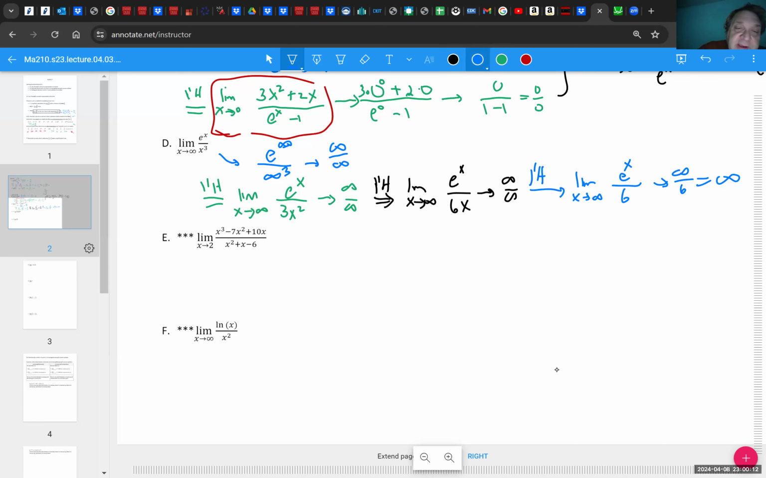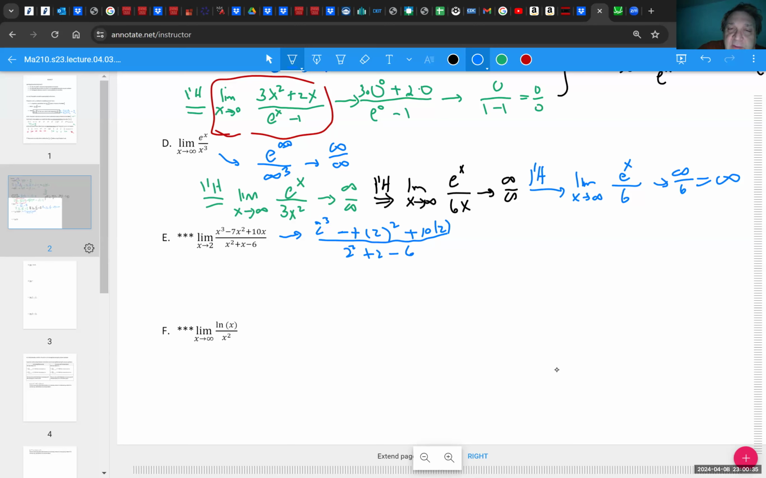All right, so once again, I got to plug in the value. I'm going to plug in 2. So I get 2 cubed minus 7 times 2 squared plus 10 times 2 over 2 squared plus 2 minus 6.